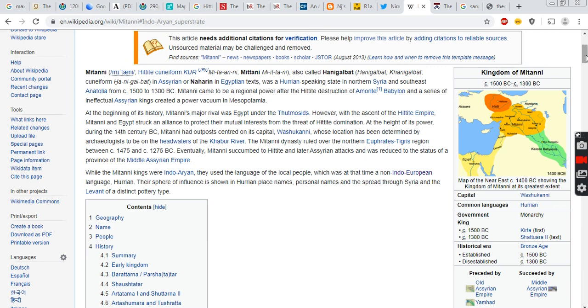But anyways, that's the conspiracy theory part of it. These Mitanni people, we know for sure that they were speaking a language which was not very diverged from the Indian Sanskrit.